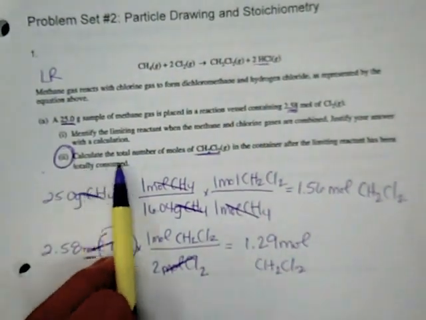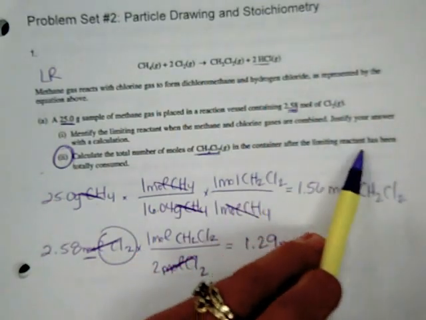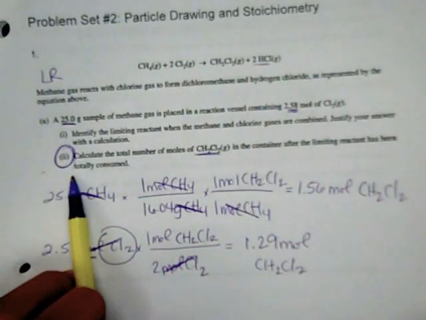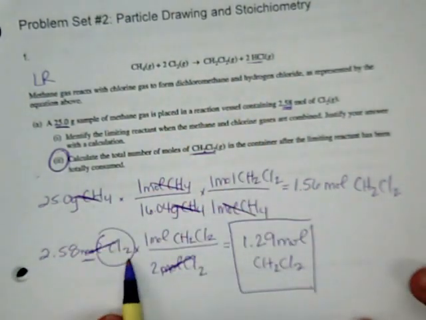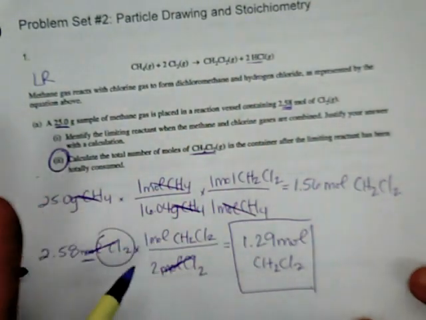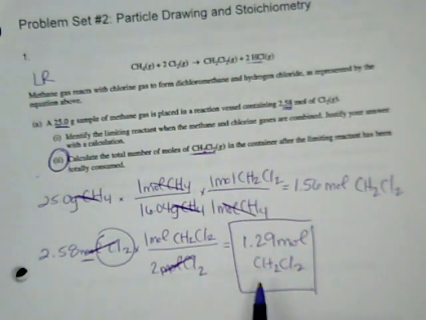So this question says, calculate the total number of moles in the container after the limiting reactant has been totally consumed. That's it. My limiting reactant is chlorine. Once it's done, you can't make anything else. So this is my final answer. So that one was pretty quick and easy. Hopefully it was a good warm-up question for you.